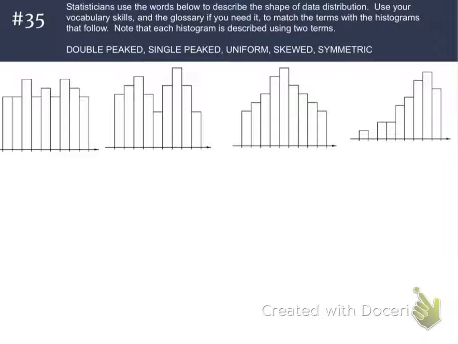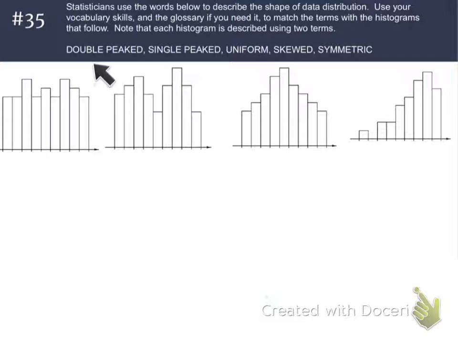Number 35 says this. Statisticians use the words below to describe the shape of data distribution. Use your vocabulary skills in the glossary if you need it to match the terms with the histograms that follow. Note that each histogram is described using two terms. So here are your terms here. You have double-peaked, single-peaked, uniform, skewed, and symmetric. So each one of these histograms, they want you to use two of those terms to describe it. So let's start with our very first one. This one's letter A.